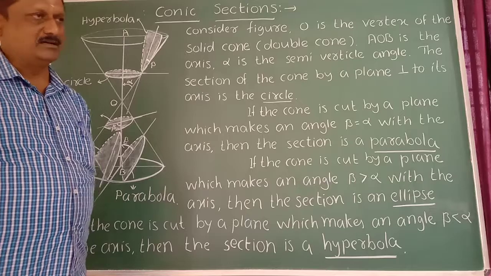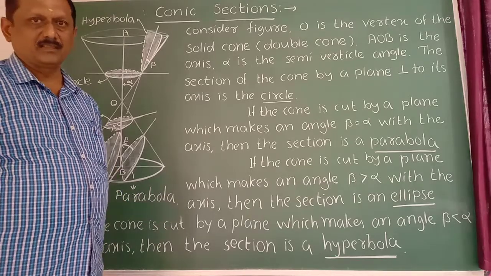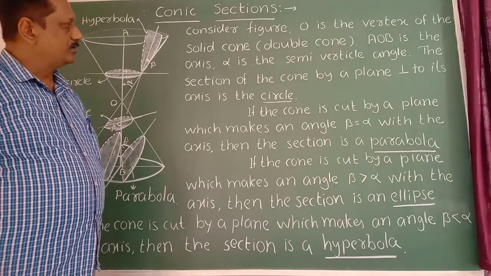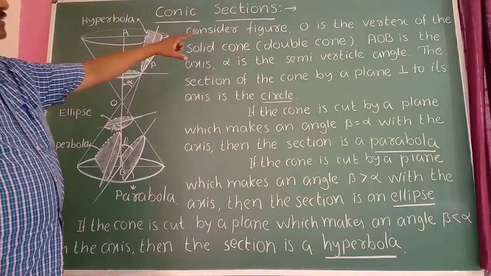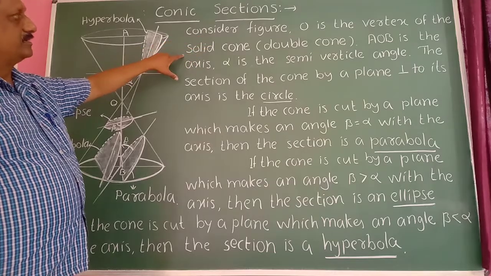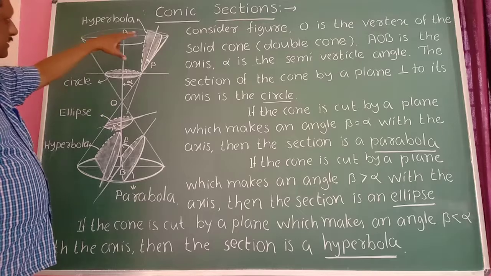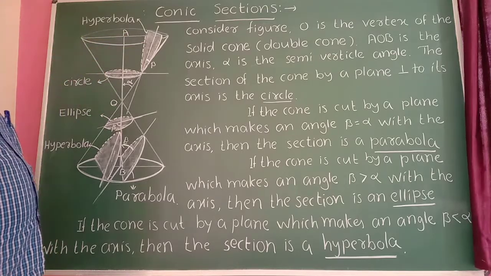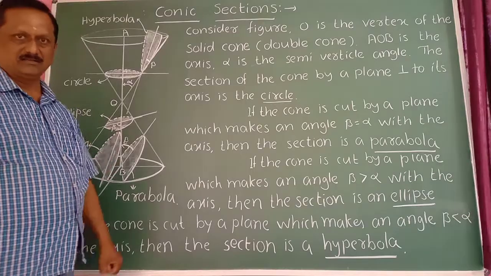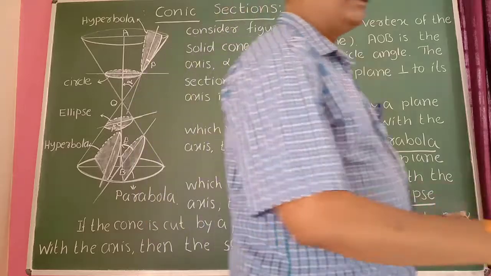So I will explain what a conic section is. Just observe the diagram here. Consider a figure where O is the vertex of the solid double cone. This is one cone and this is the other cone. Two inverted cones are there, and those are solid cones, not hollow cones, just like a carrot.